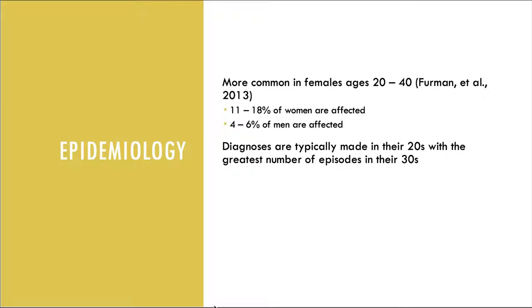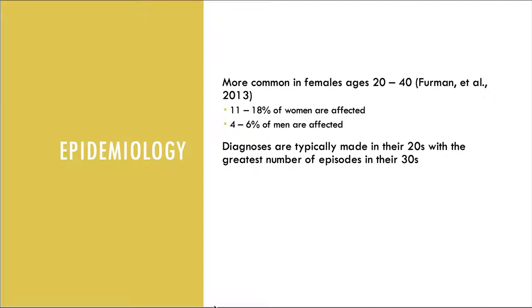Vestibular migraines are more commonly found in females between the ages of 20 and 40 years old. Generally, 11 to 18% of women are affected by vestibular migraine, whereas 4 to 6% of men are. But both children and adults can be affected. Something also important to note for those female patients with vestibular migraines is that the symptoms tend to correlate with their menstrual cycle. Typically, it's just before the menstrual cycle.